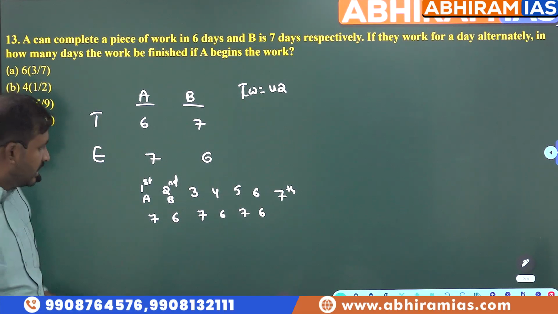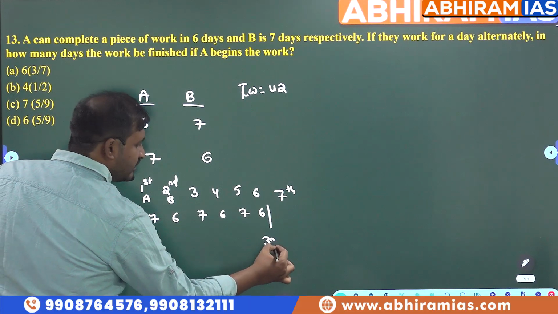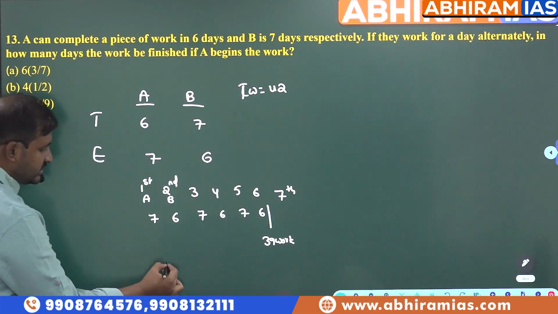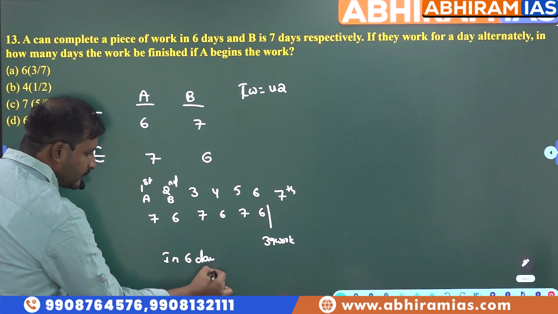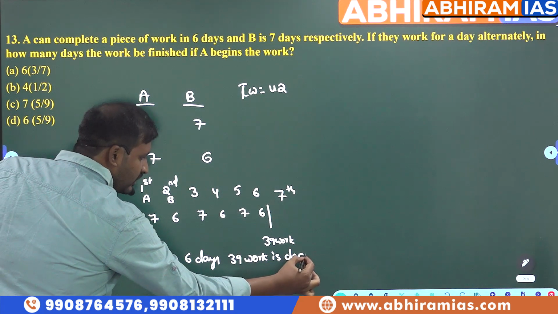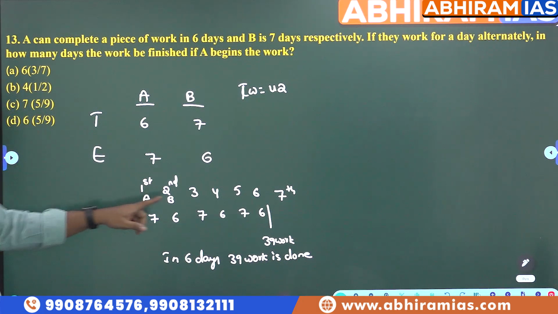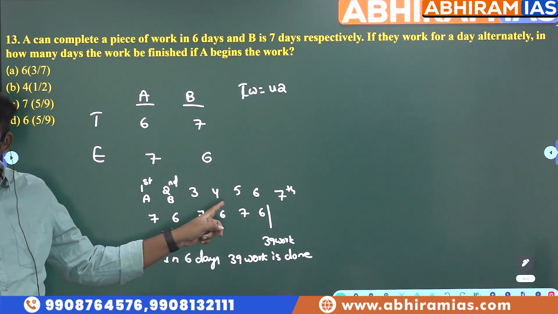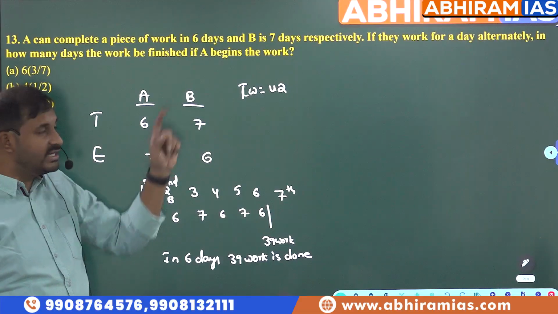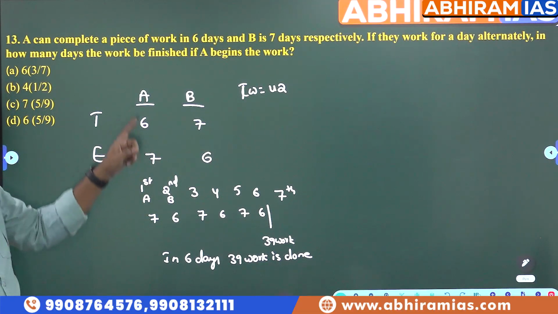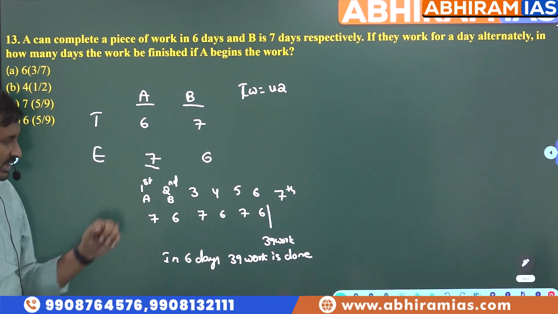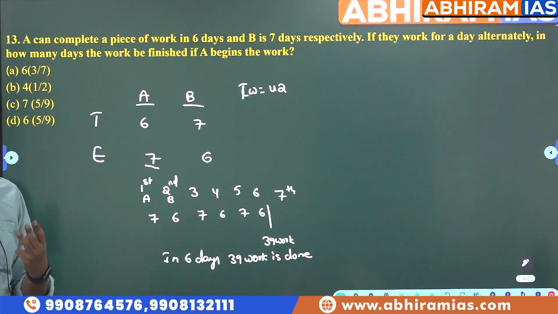And what is the work left for me? Just 3. Till here 39 work is done, so in 6 days 39 work is done. On the 7th day who will work? A works. A works on odd days, B works on even days. And A in 1 day can do how much work? 7. Efficiency is the amount of work done by him in 1 day. But what is left for me here? 3.